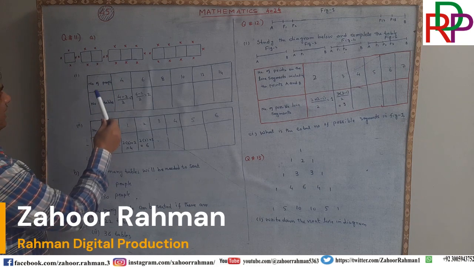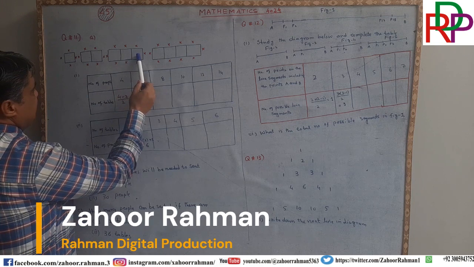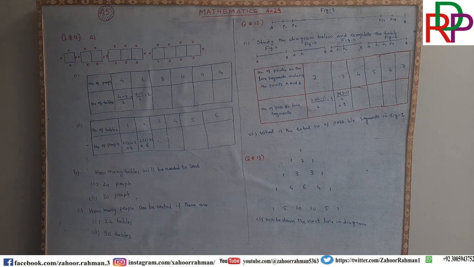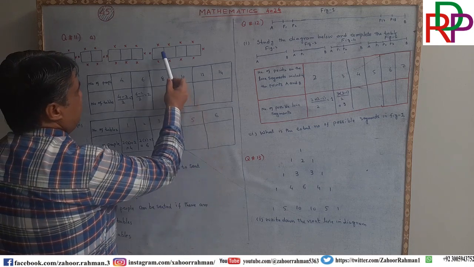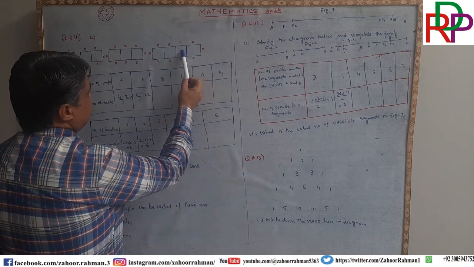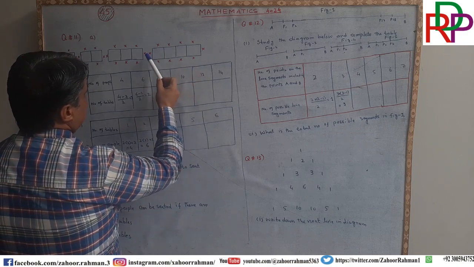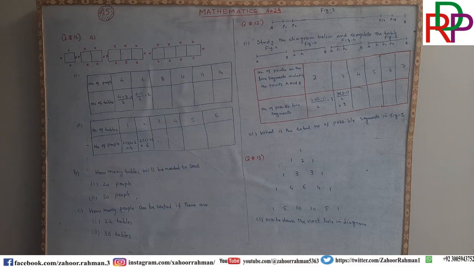Similarly, if we have three tables, then eight people can be seated on it. And if there are four tables connected end to end, 10 people can be seated. Now, keeping in mind these arrangements, complete the table.